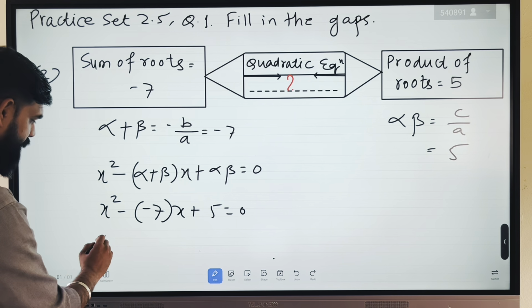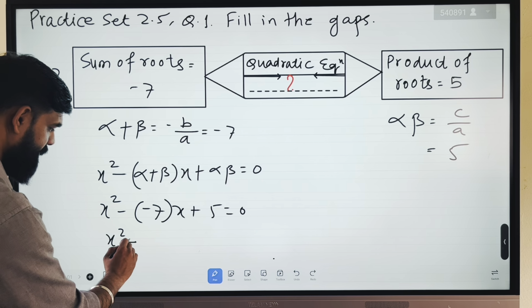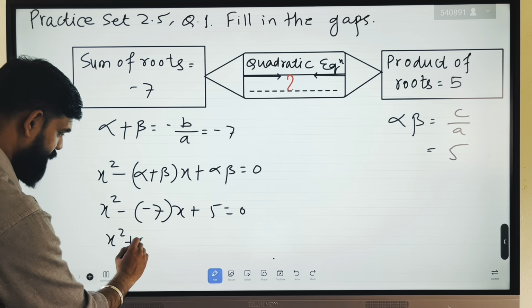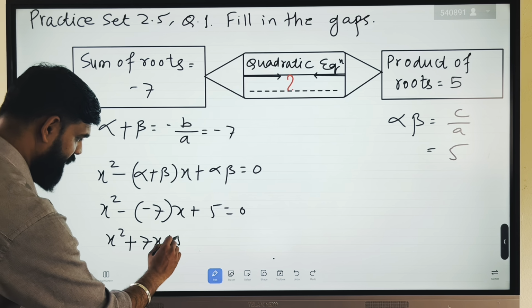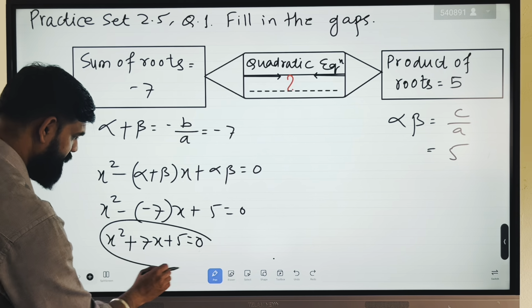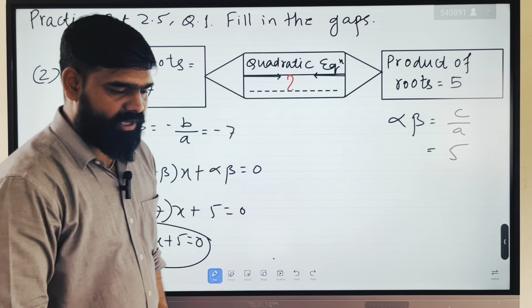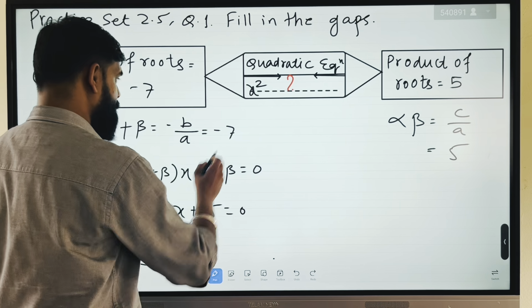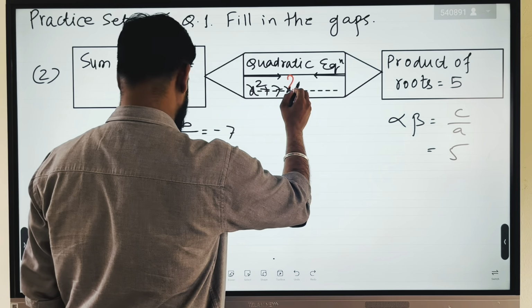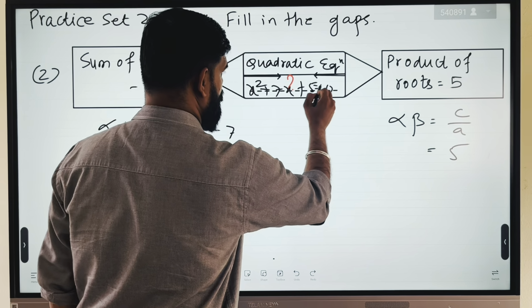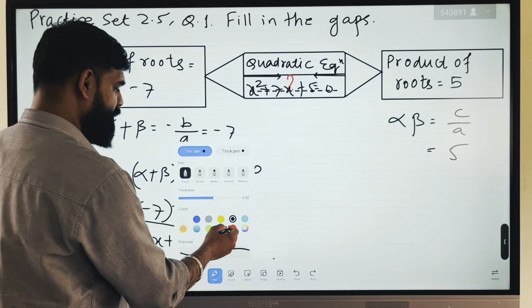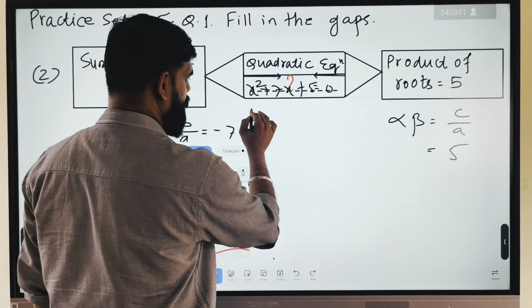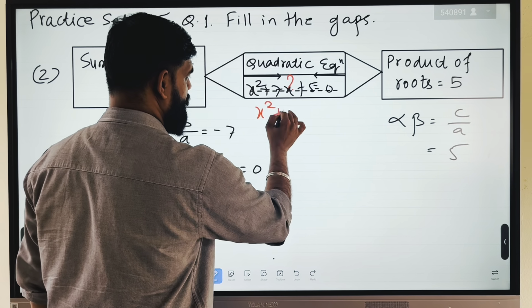So let us simplify this. x square minus minus will become positive 7x plus 5 is equal to 0. So this is the required quadratic equation. We can write the answer as x square plus 7x plus 5 is equal to 0.